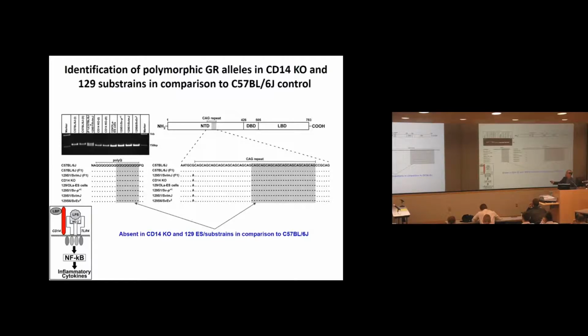So as you can see here, Black 6J has 17 Qs, but this 129 has only 8, and CD14 has only 8 here. So that means the CD14 knockout is supposed to be co-isogenic to Black 6J. However, when we look at the glucocorticoid receptor gene, it goes with 129 instead of Black 6J. And it clearly shows that the glucocorticoid receptor is co-segregating with the CD14 knockout locus.